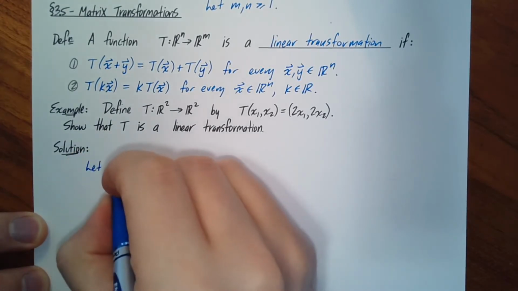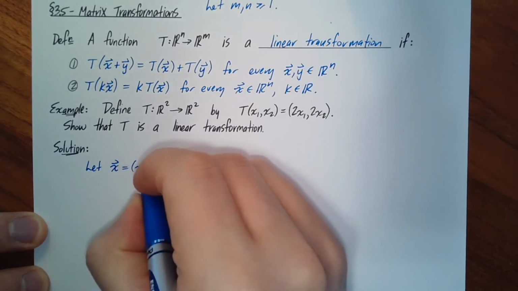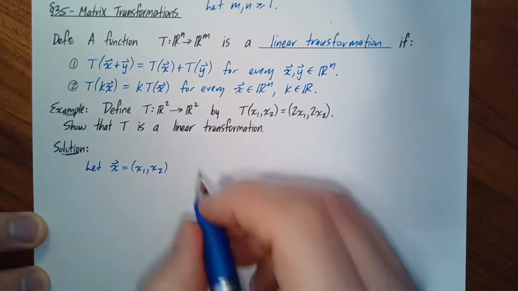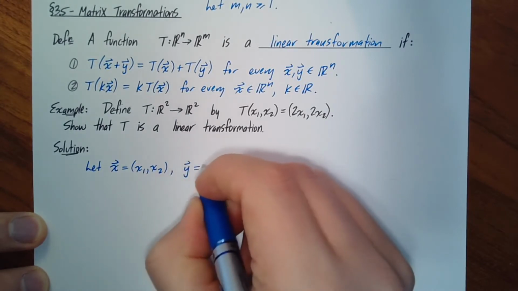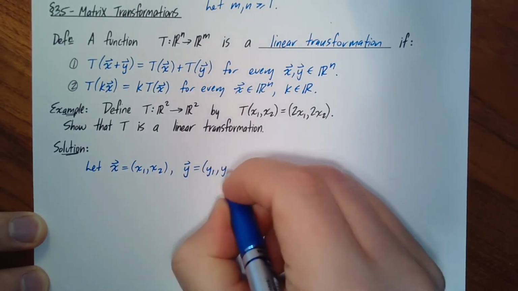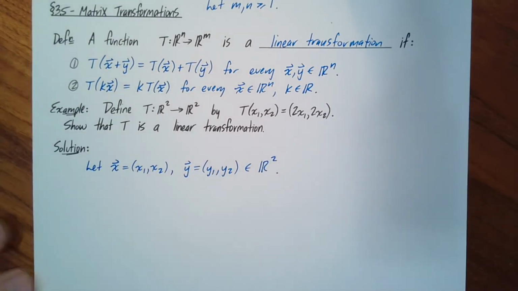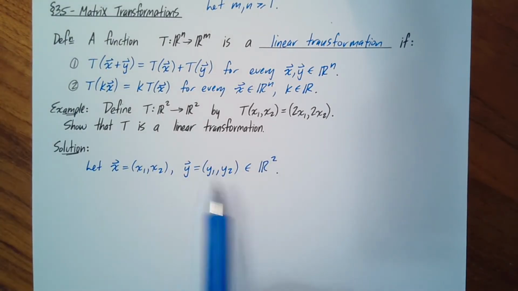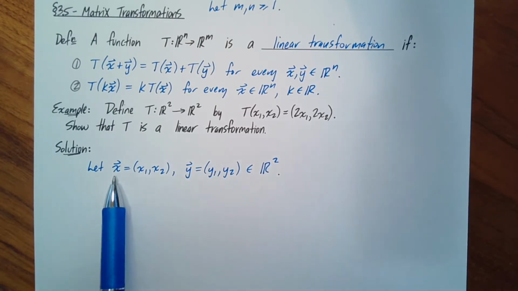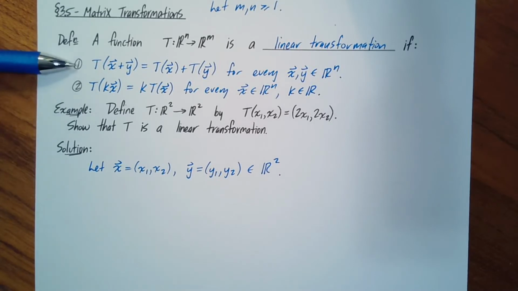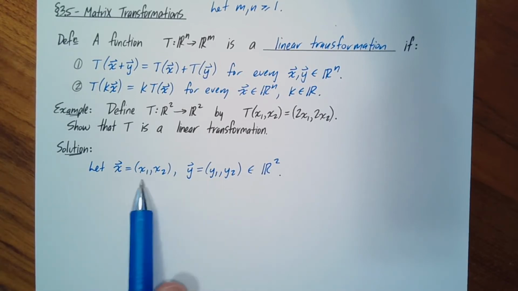So let x be x1, x2, and y be y1, y2. So let those be any vectors in R2. That's how we're going to start this. And notice I've used variables for the coordinates because I'm not making any assumptions on what their coordinates are. I'm not going to choose specific vectors x and y, because it's not enough to verify that this statement is true for a particular choice of vectors x and y. You have to show that it's true for every single possible choice of vectors x and y in R2. So that's why we're not going to make any assumptions about them except that they're in R2.